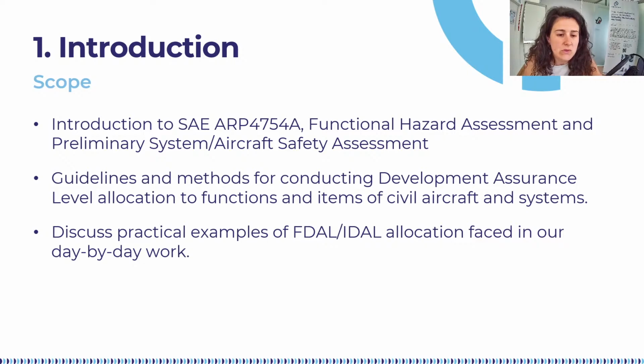Okay, what is the scope? The scope is to do a short introduction of ARP4754A and the functional hazard assessment and preliminary system aircraft safety assessment. Then we will explain the guidelines and methods for conducting development assurance level allocations to functions and items for civil aircraft and systems. After that, we will discuss practical examples for FDAL IDAL allocations that we face in our day-by-day work.